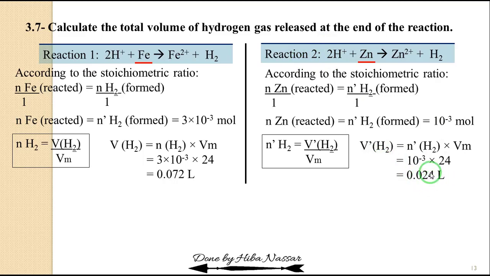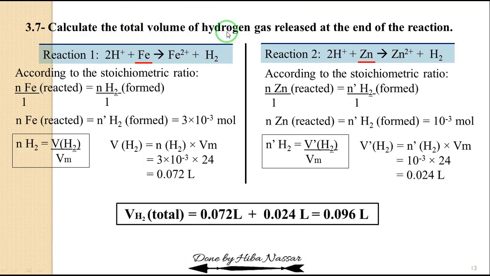liter. So here in this question, I need to calculate the total volume of hydrogen gas released. So I'm gonna add the two values. So the total volume for hydrogen gas is equal to 0.072 liter plus 0.024 liter. It's equal to 0.096 liter.